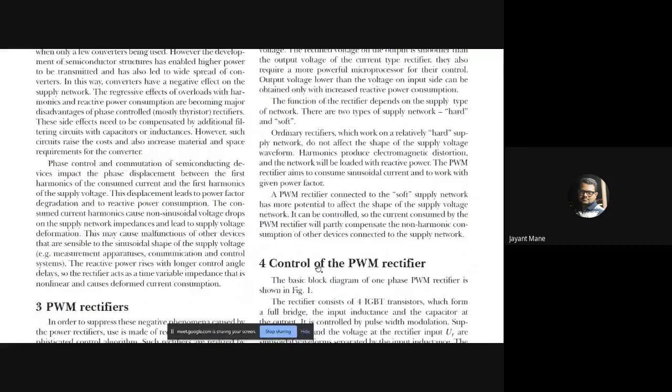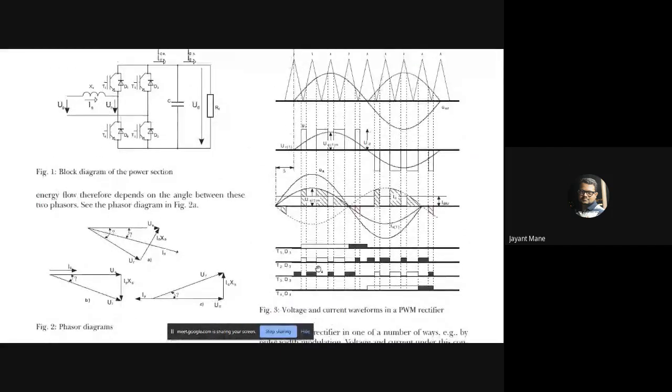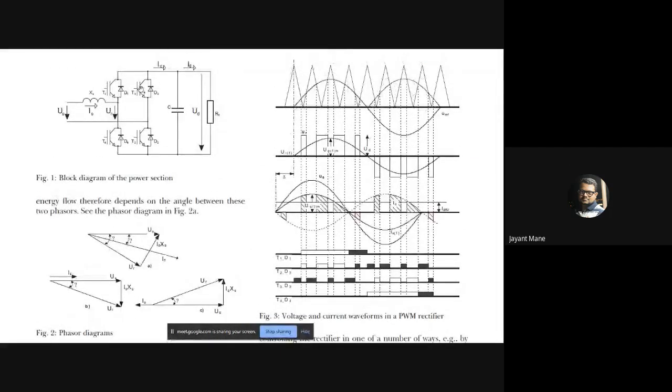Whereas in PWM rectifiers, we have to use fully controlled devices like IGBTs. So these are IGBTs. 4 IGBTs are connected. This is the AC supply, and this is a reactor on the AC side. So whenever we connect a reactor on the AC side, it becomes a current source. And then the DC side is the same: capacitor filter and the DC load.